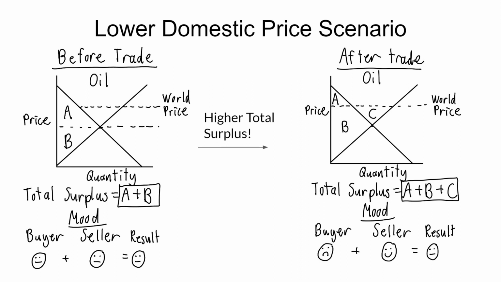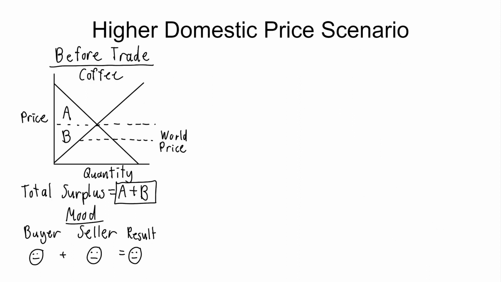The benefit provided from trade can be seen in the additional Area C, which represents the gains from extra trade. Before trade, the total surplus was A plus B, but with trade, the total surplus is A plus B plus C, which means an overall improvement in Canada's economic well-being. But what if the country's goods were above the world price?